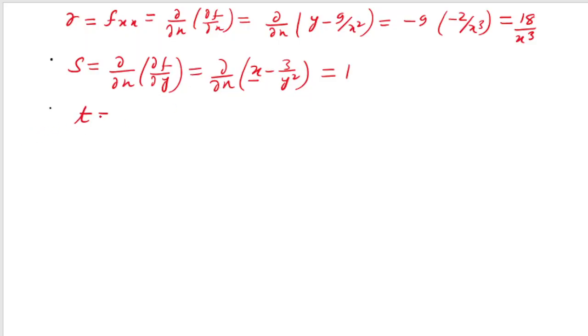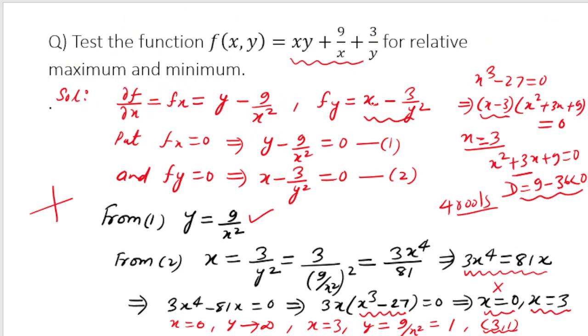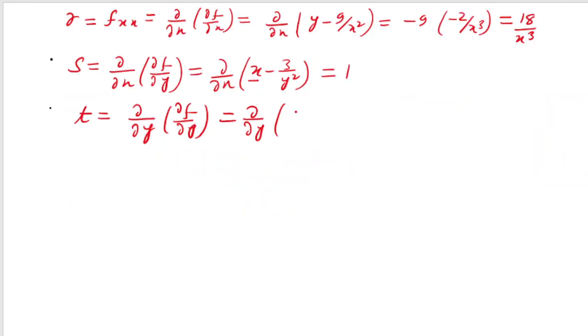And then we have to calculate t, that is del by del y of del f by del y. And what is del f by del y? In the previous page I have calculated that, that is x minus 3 by y square. So I write x minus 3 by y square. This will give me minus 3 into minus 2 by y cube. So I will get 6 by y cube. So we have got r, s and t.